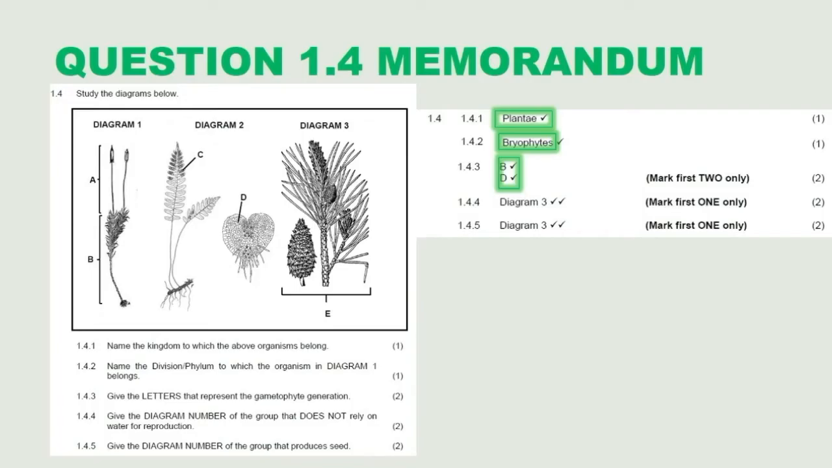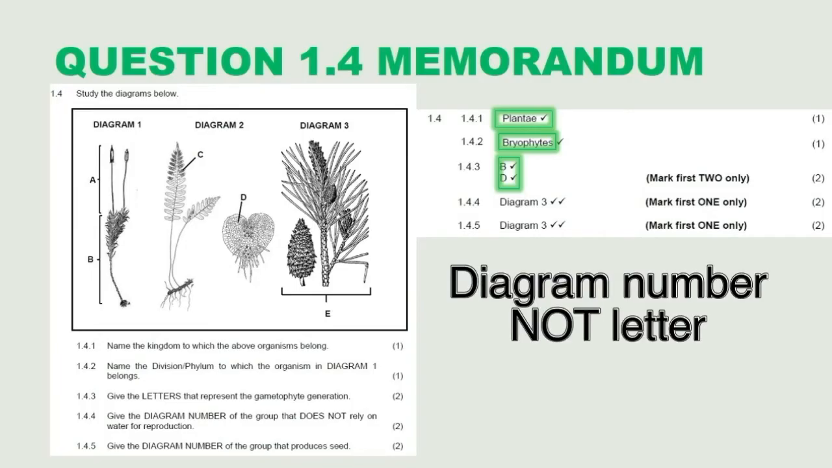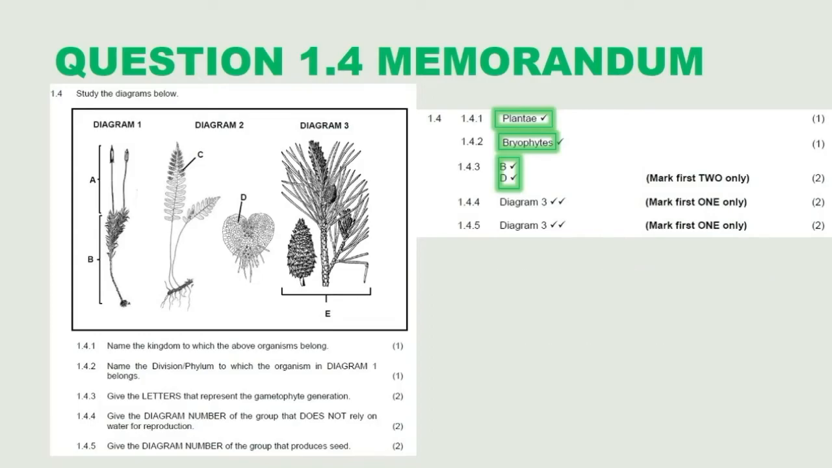Then question 1.4.4, we need to give the diagram number of the plant division that does not need water for reproduction, and that's going to be diagram 3, and you get 2 marks allocated. Then give the diagram number of the group that produces seeds, and that's also 3, because diagram 1 and 2 produce spores.